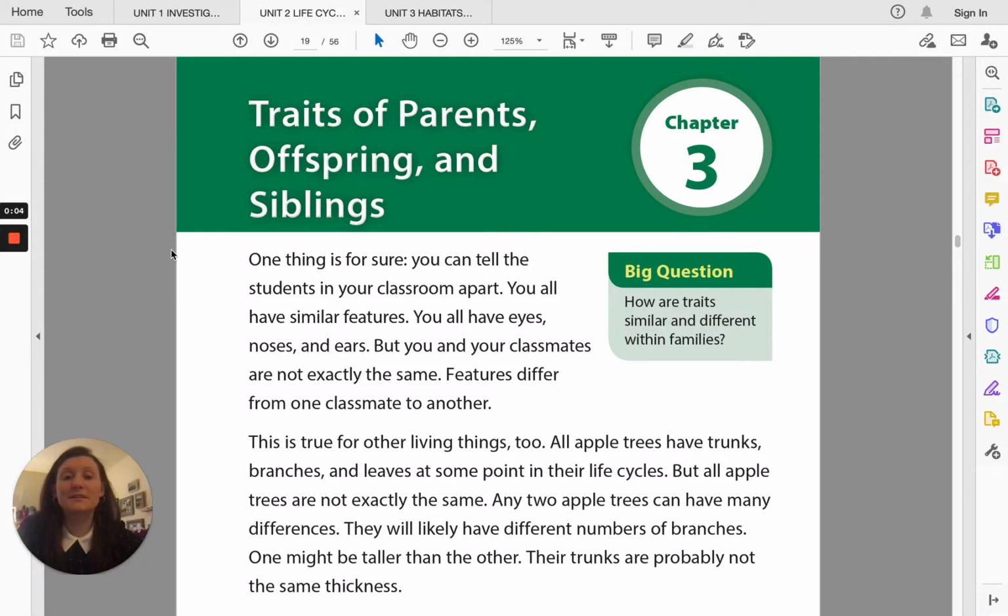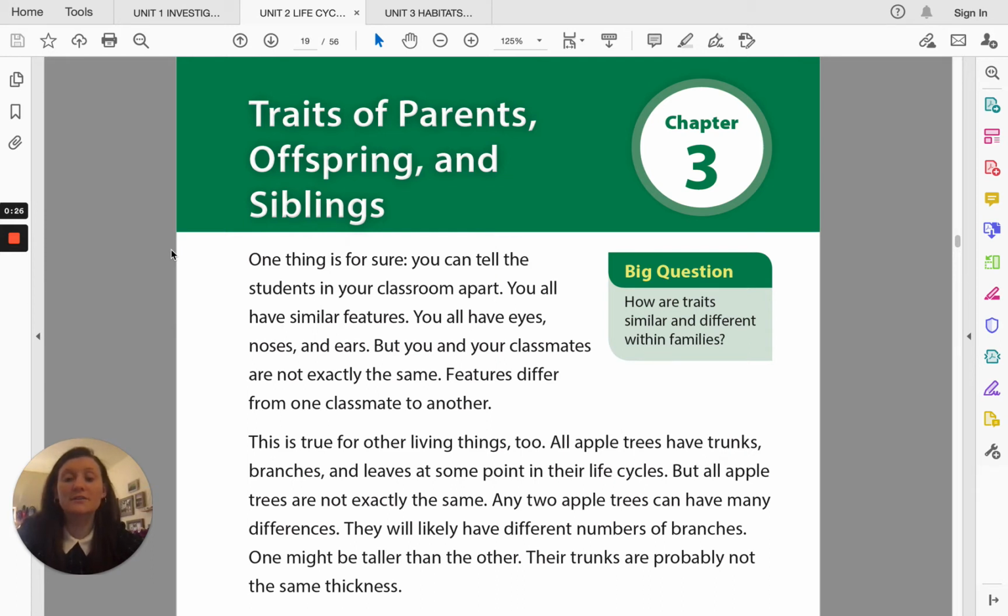Today for science, we are going to be talking about observing traits. So today we are going to be looking at chapters 3 and 4 in life cycles of animals. First off, we're going to be focusing on chapter 3, which is on traits of parents, offspring, and siblings.